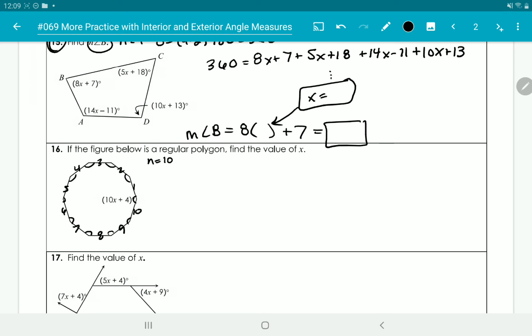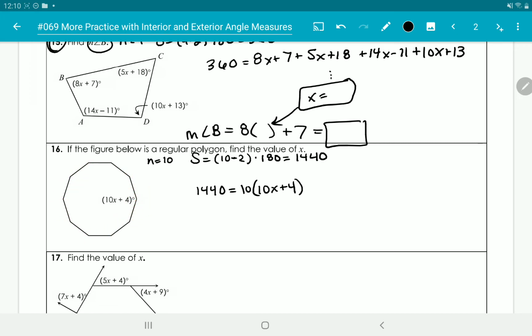And so we know that the sum of all of these is going to be 10 minus 2 times 180, which is going to give us 1440. Okay, and we know that this 1440 is going to be 10 of this one, so 10 times this 10x plus 4, because each of these are going to be 10x plus 4.